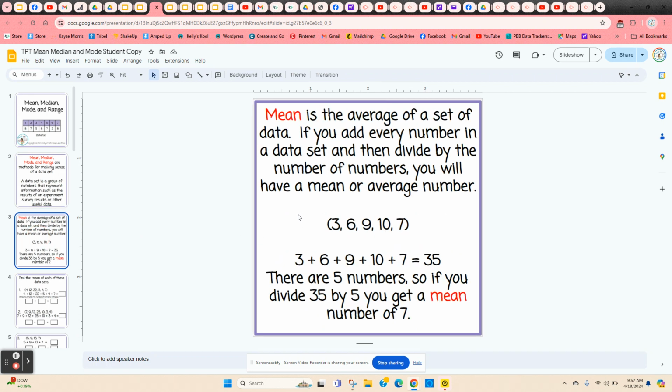The mean is the average in a set of data. It's somewhat of a middle number. So to do that, we're going to take all of our numbers in our data set. We're going to add them together. We get a sum of 35, and then we're going to divide by the number of numbers in the data set. So there's 5 numbers. If we take 35, divide by 5, we get a mean or average of 7.